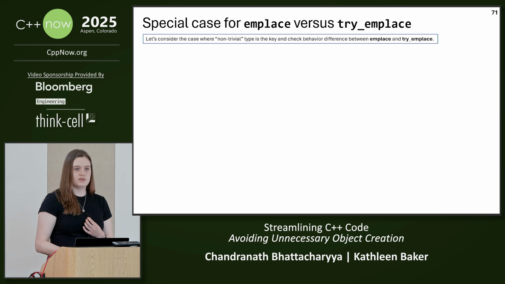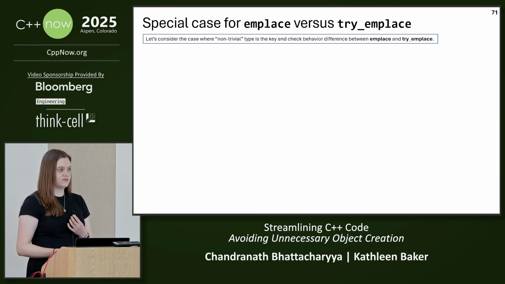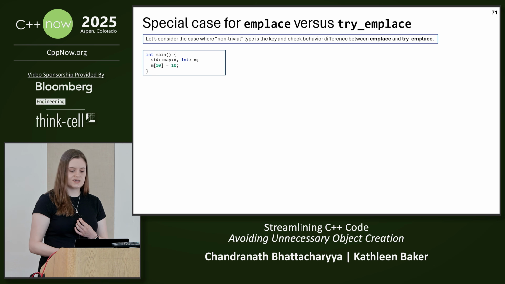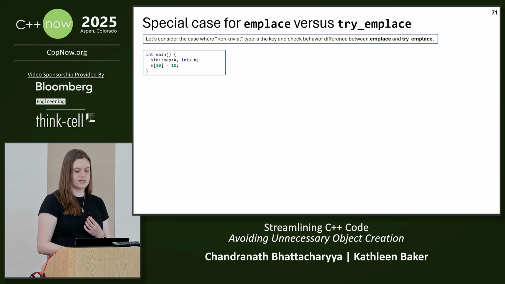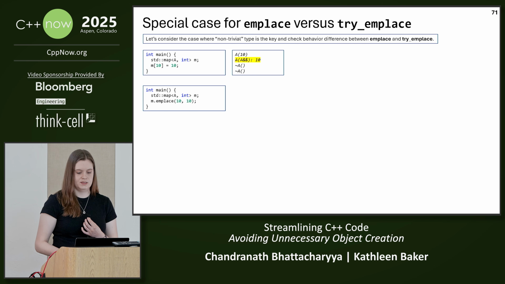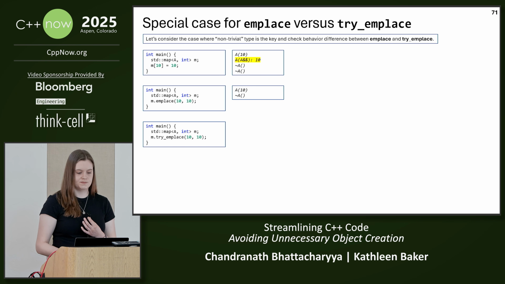Let's take another look at when the non-trivial type is the key in the map and see if emplace and try_emplace behave differently. We'll look at the basic case, not using emplace first, where the key A10 is assigned a value of int 10. This creates A and moves an object. If we use emplace instead, only one instance of A is created and destroyed, so no temporary objects are created.